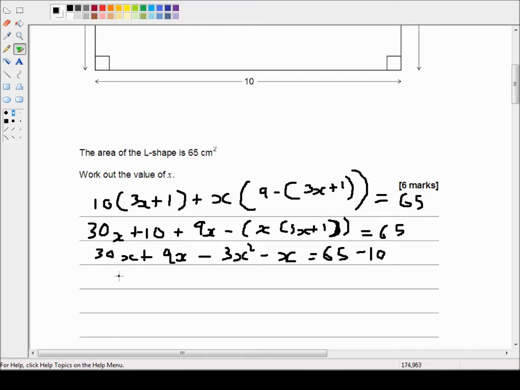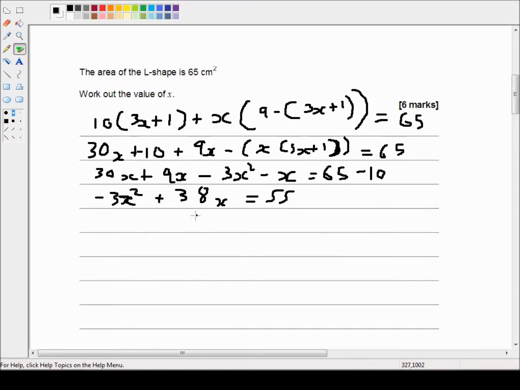Okay, so can we simplify this any further? Well, I've got the minus 3x squared. There are no other x squared terms. So what have I got in terms of x terms? I've got 30x plus 9x is 39x, minus x is 38x. So that's plus 38x. And that's equal to 65 minus 10 is 55. This is looking an awful lot better.